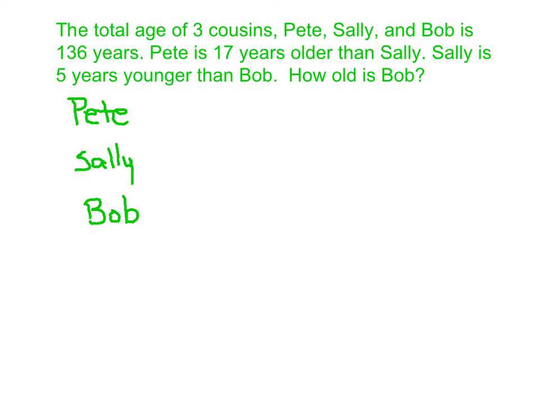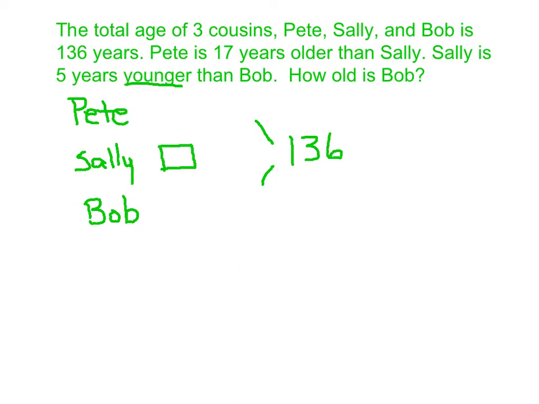Total age of 3 cousins. Pete is 17 years older than Sally, so it isn't Pete. Sally is the youngest so far. Sally is 5 years younger than Bob. So she's 5 years younger than Bob. So Sally is the youngest. So I'll give Sally the box or the unit. Now I'll go back and draw sentence by sentence. The total age of the three cousins is 136 years. So I'll put that in.